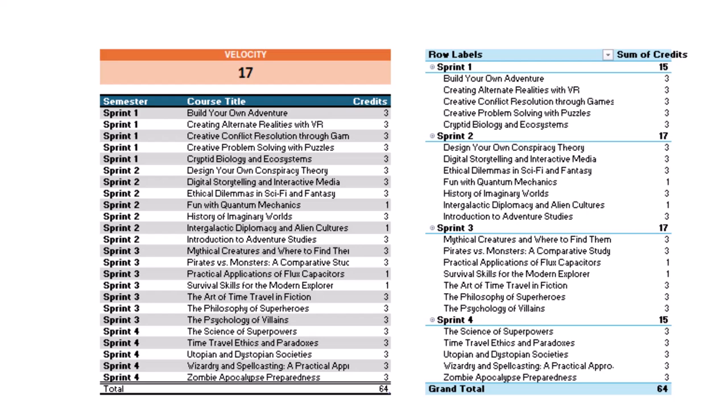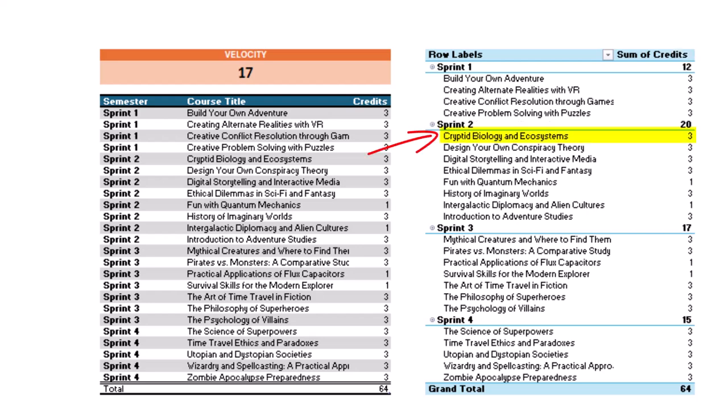But as with any project, life happens. I only managed to complete 12 credits because I couldn't finish cryptid biology and ecosystems, which accounted for 3 credits. In Agile terms, that course is now considered unfinished work, just like user stories that didn't get completed within a sprint. This is where backlog refinement comes into play. In Agile, we would review those unfinished stories, replan, and move them into the next sprint. So just like that, I'm going to carry cryptid biology and ecosystems into the next semester.